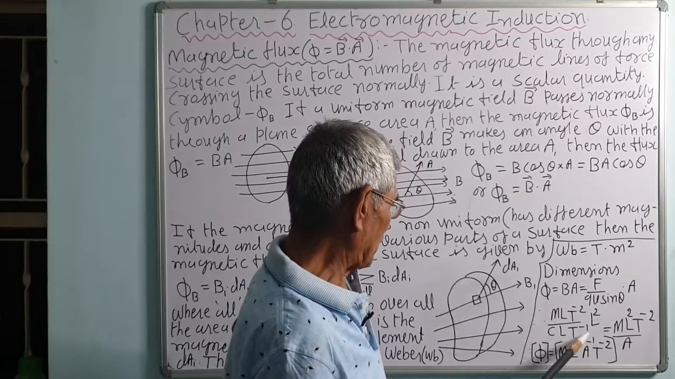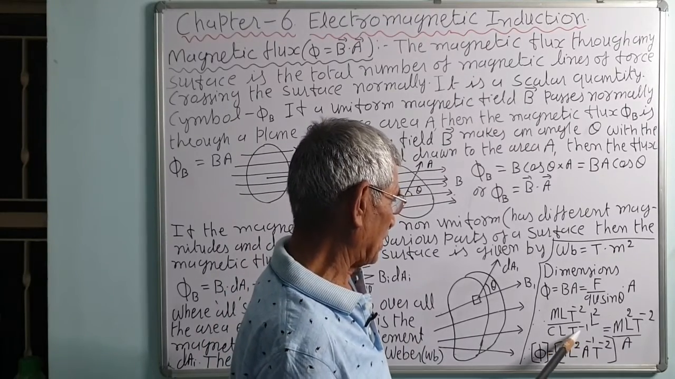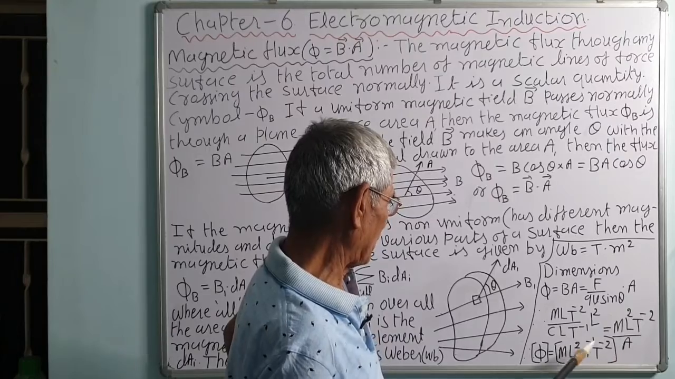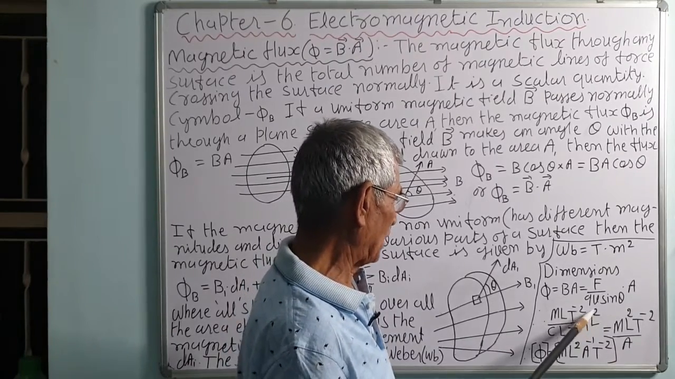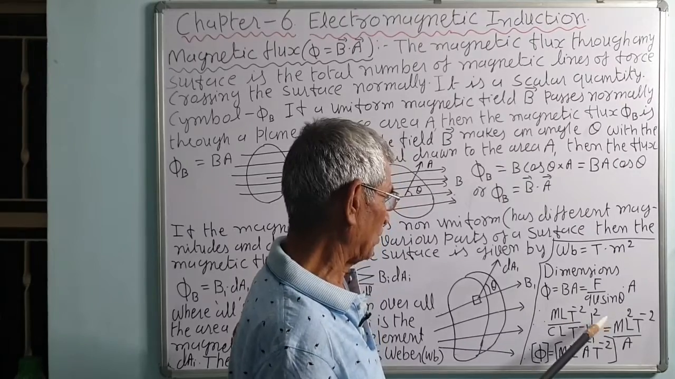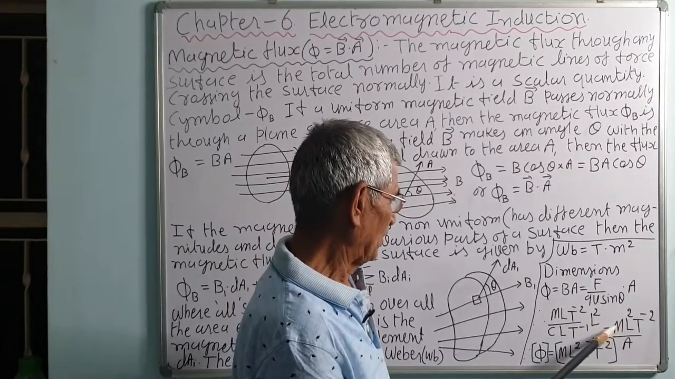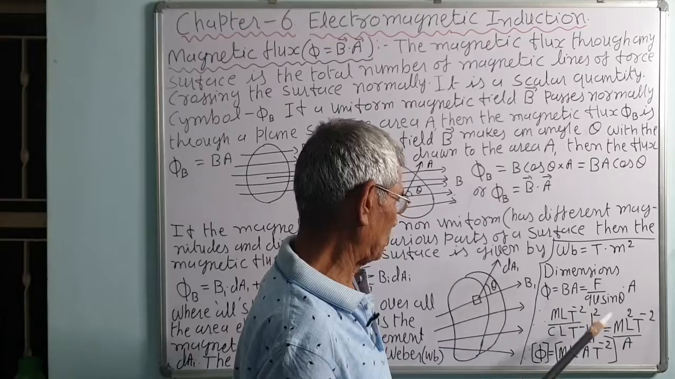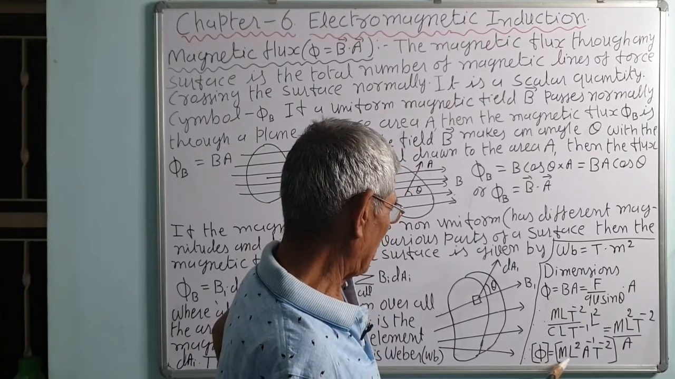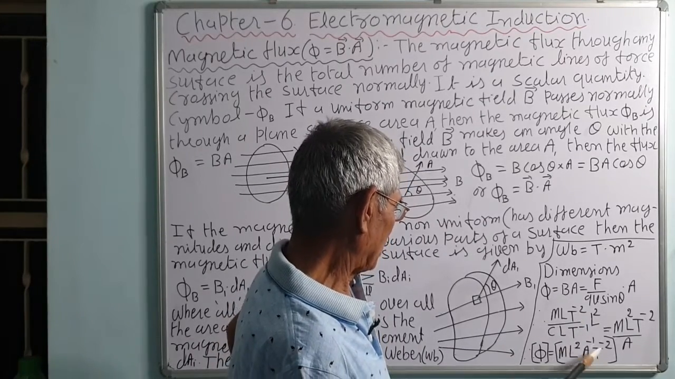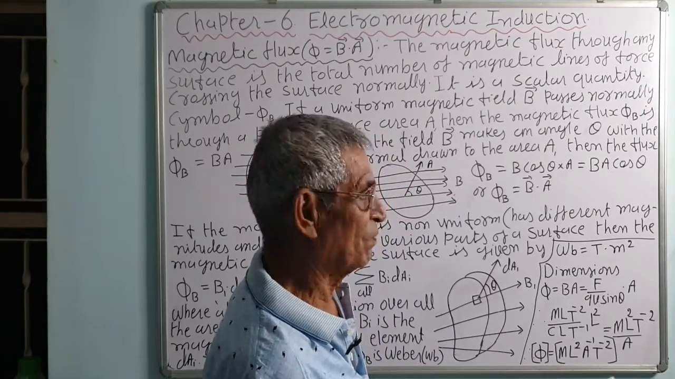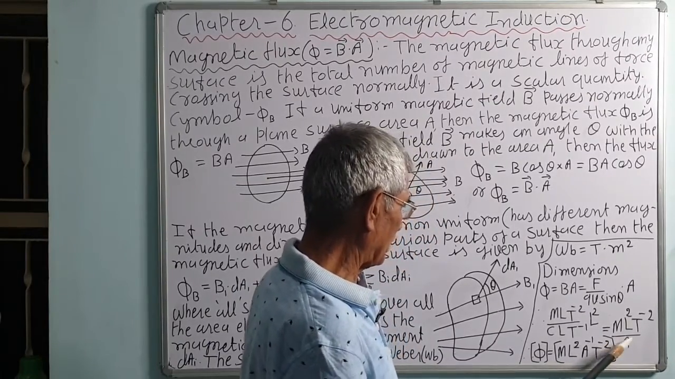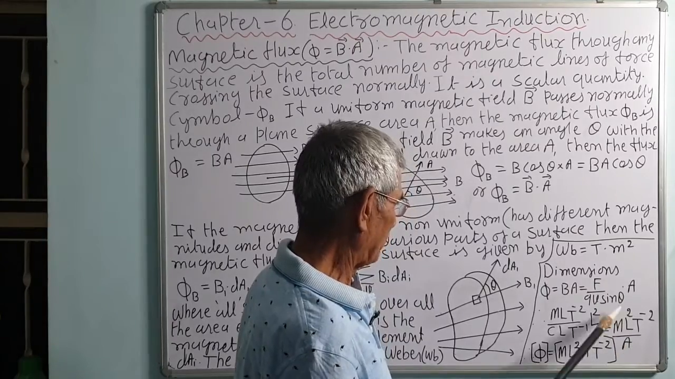Now coulomb per second, that is C upon T, is ampere. So we can write ampere, and L cut. So MLT^-2, or L^2, you can take the plus power first, ML^2 T^-2. Phi is equal to ML^2 A^-1 T^-2. These are the dimensions of flux phi. This A is not area, A is for ampere.